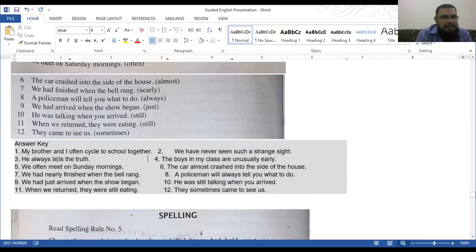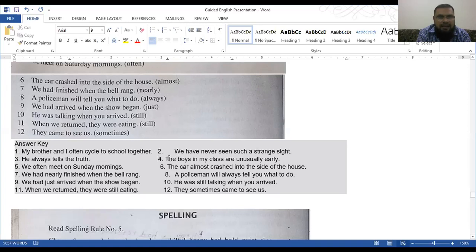Number 1. My brother and I often cycle to school together. This is the answer of 1. You will write the question, then write the answer. Number 2. We have never seen such a strange sight. Full stop. Be careful about the punctuation, about the commas, the full stops, the capital letters. Number 3. He always tells the truth. Full stop.